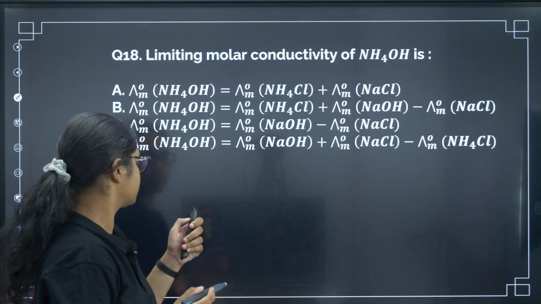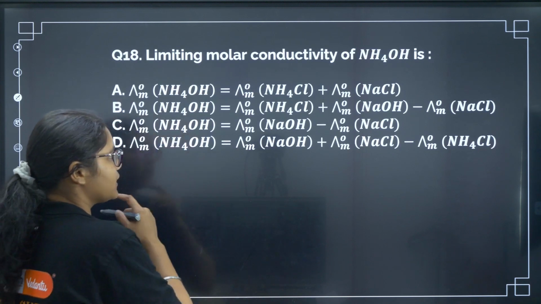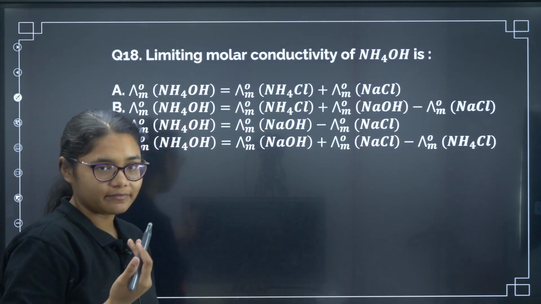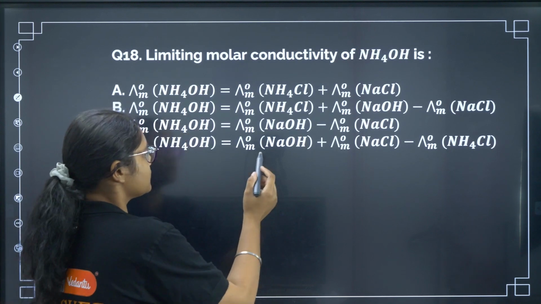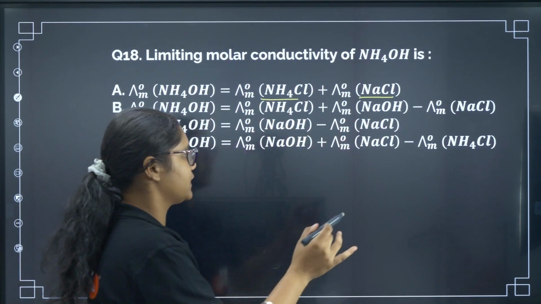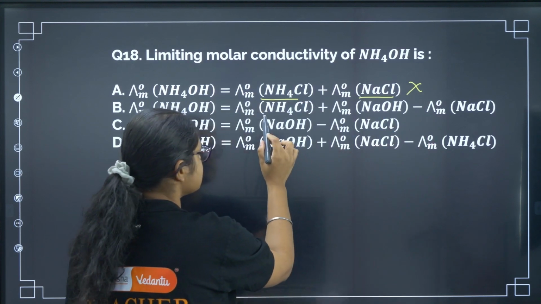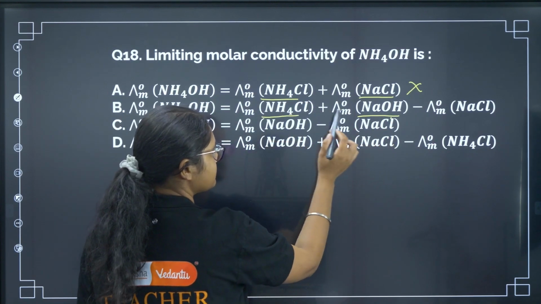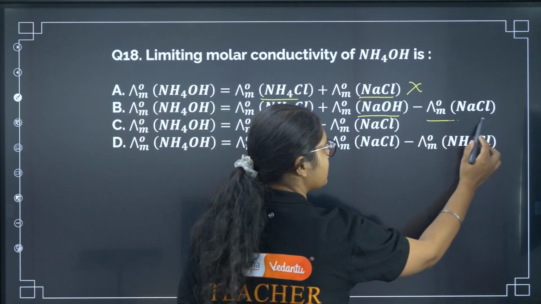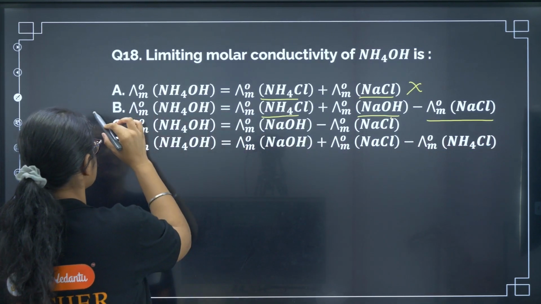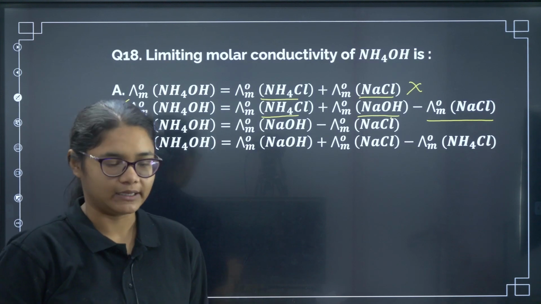Okay, now next question. Limiting molar conductivity of NH4OH. Okay, so this is a weak electrolyte. How to find out? So NH4Cl plus NaCl. No, there is no OH at all, right? So we can ignore this option. Now this is NH4Cl, this is NaOH. So from here we will get NH4OH plus NaCl. Then you will subtract NaCl to get NH4OH, right? So the correct answer for this question is option number B.